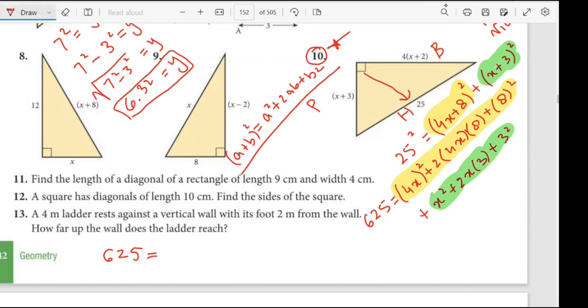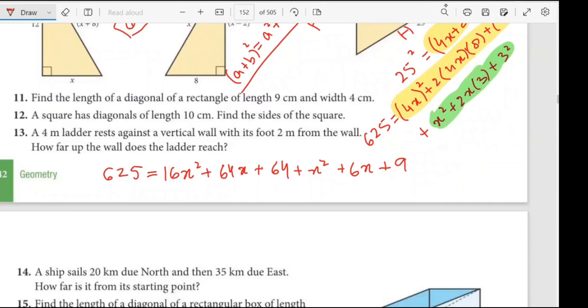4x square, it will become, okay Rehan, you tell. When you expand 4x square, it is 16x square. That 2 times 4 times 8, you said 64 times x, plus 8 square is 64. That was the yellow part. And the green part: x square plus 6x plus 9. Yes, am I right? Or any contradiction you have?